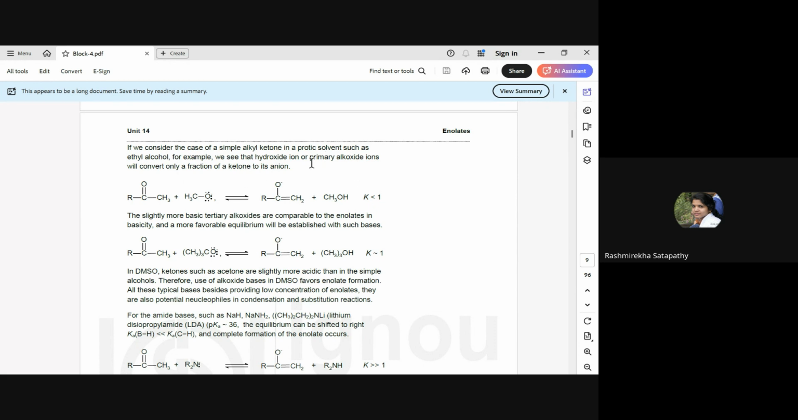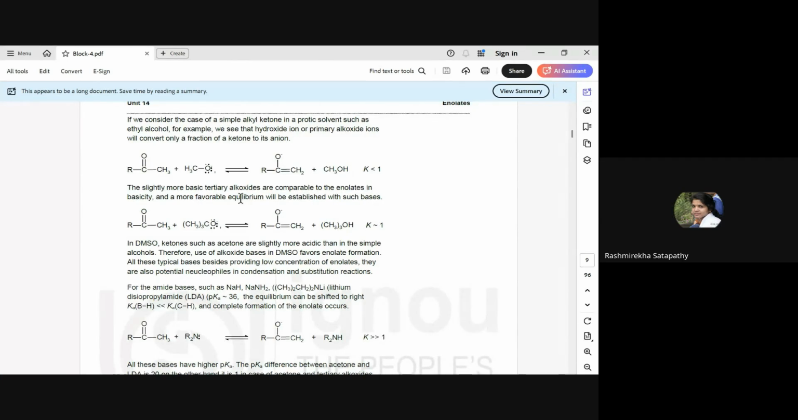With ethyl alcohol, the hydroxide ion or alkoxide ions will convert only a fraction of the ketone to its anion. So it takes a proton from the methyl and it is converted to methanol, and this is the enolate anion, with the double bond CH2 and single bond O minus. The slightly more basic tertiary alkoxides are comparable to the enolate in basicity, and a more favorable equilibrium will be established with such bases.